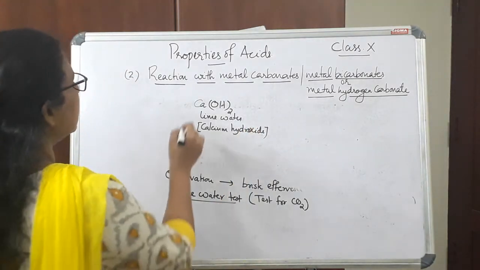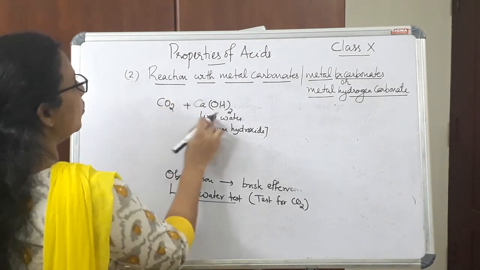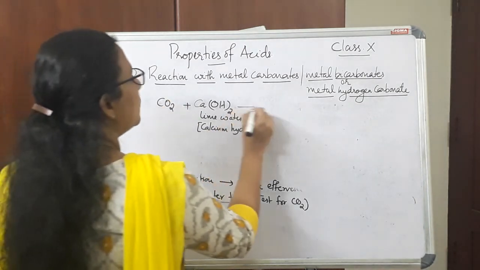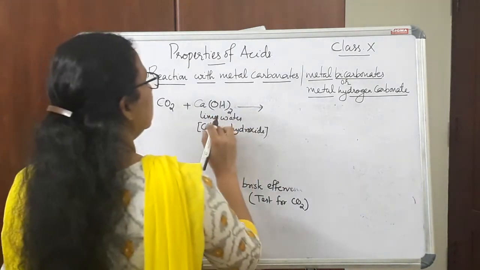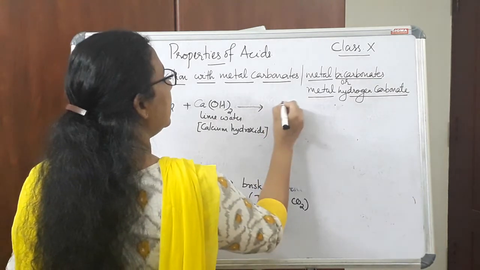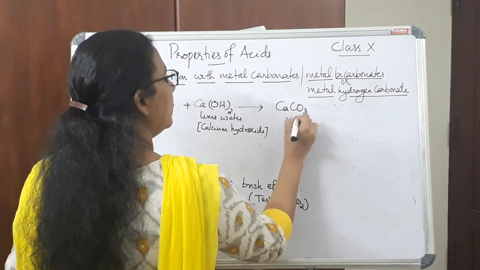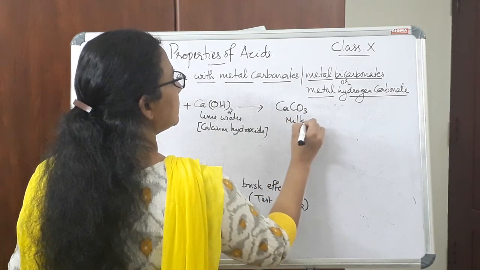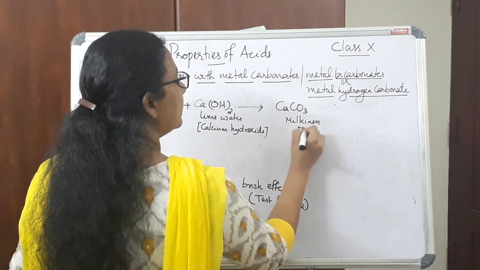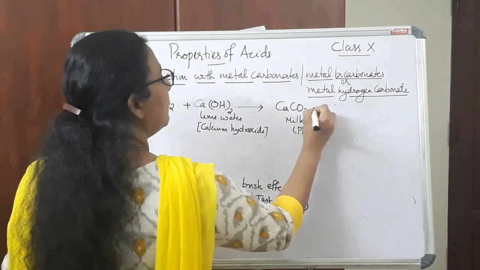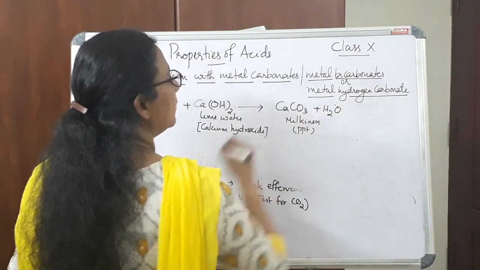For testing carbon dioxide, we need to pass carbon dioxide gas through lime water. This lime water turns milky due to the formation of calcium carbonate. So a milkiness can be seen, or we can say it will be a precipitate. The milkiness is formed and H2O will be the byproduct.